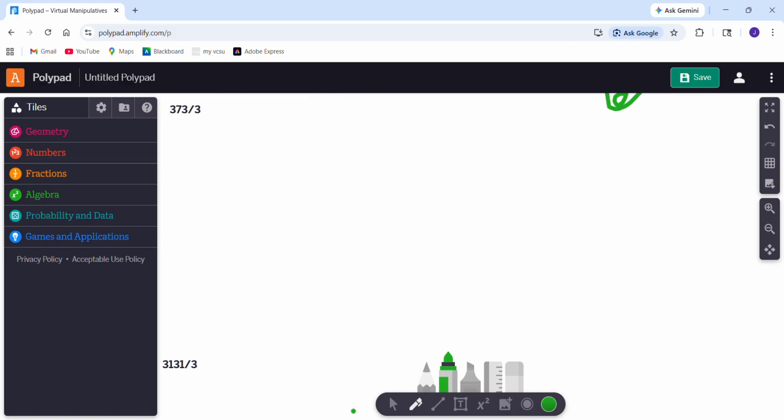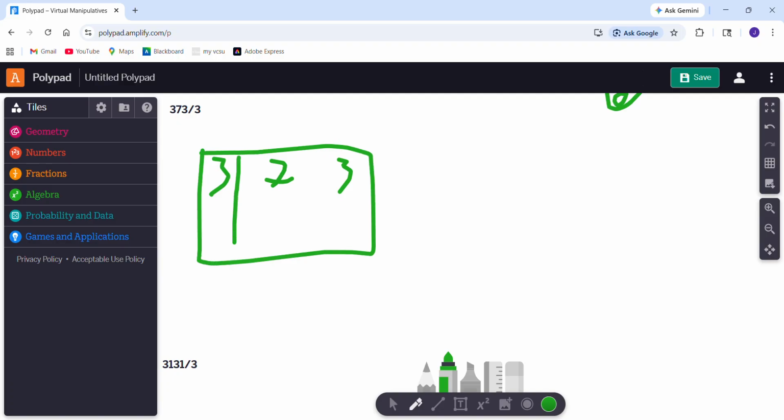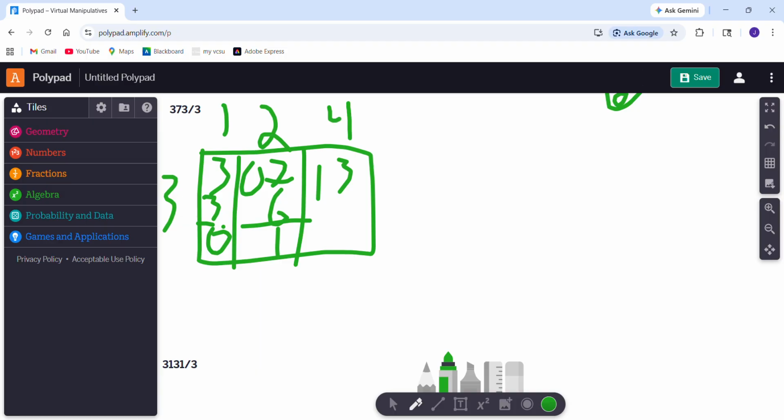373 divided by 3. So I'm going to go 3, 7, and 3. 3 goes into 3 one time, brings a 0. 3 goes into 7 2 times for 6. 7 minus 6 is 1. 3 goes into 13 4 times. 3 times 4 is 12. 13 minus 12 is 1. There's your remainder. 124, remainder 1.